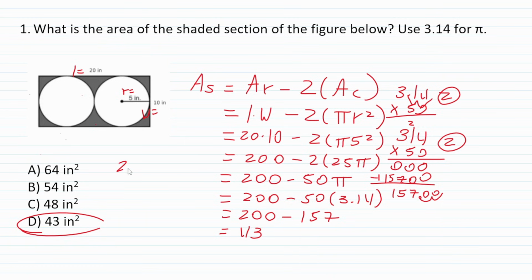And if you couldn't do 200 minus 157, you could do it off to the side. 0 minus 7 you can't do. You have to borrow. You can't borrow from a 0, so this becomes 1, this becomes 10. This becomes 9, this becomes 10. This is 3, this is 4, and that is nothing.